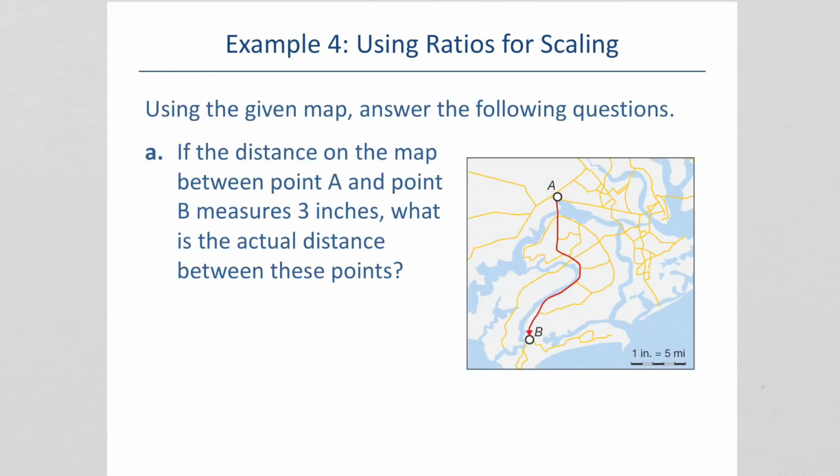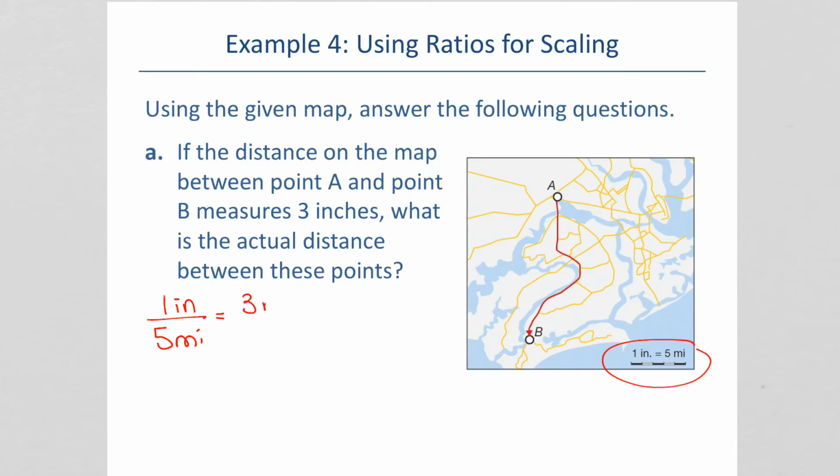We can also use ratios with maps. Using the given map, answer the following questions. If the distance on the map between point A and B measures 3 inches, what is the actual distance between these points? Well, it says right down here that 1 inch is equal to 5 miles. So our ratio would be 1 inch to 5 miles.